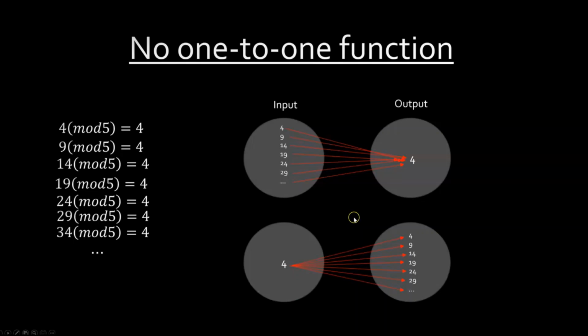And so the big problem here is that there's no one-to-one function, and it would just be impossible to determine what input was actually encoded to 4 with just that mod function.